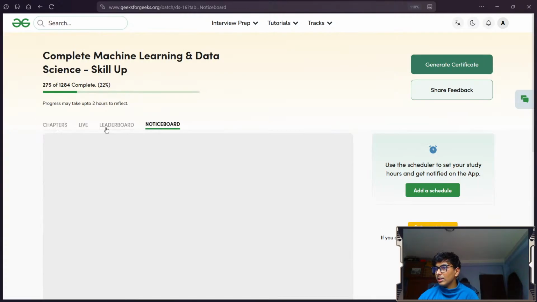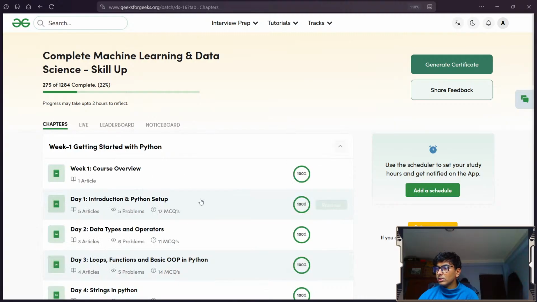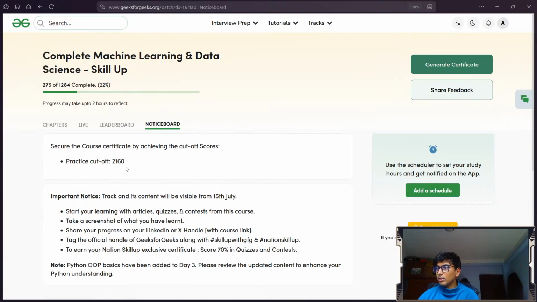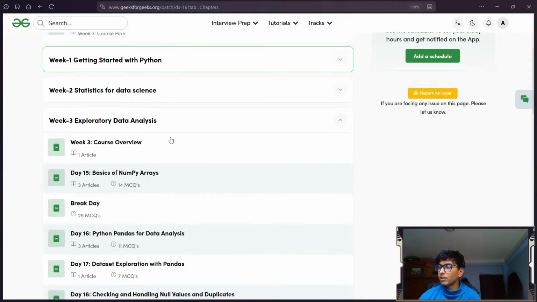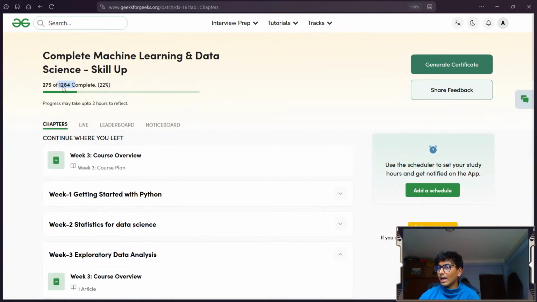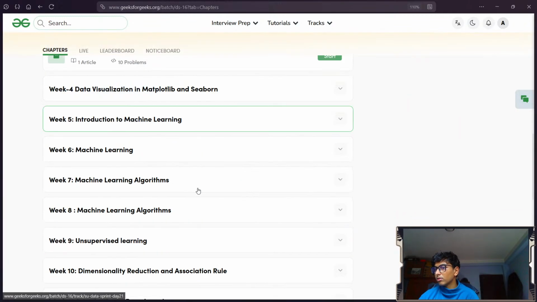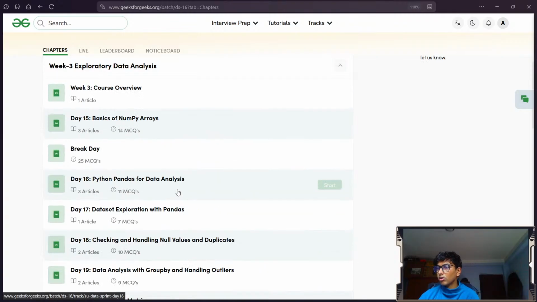Let's see my score, 730. We need 2160 for cutoff. It will do it. 275 complete, 22% complete, 1280 left. So I don't think it's accurate, but 22 is enough. There are a lot of weight.